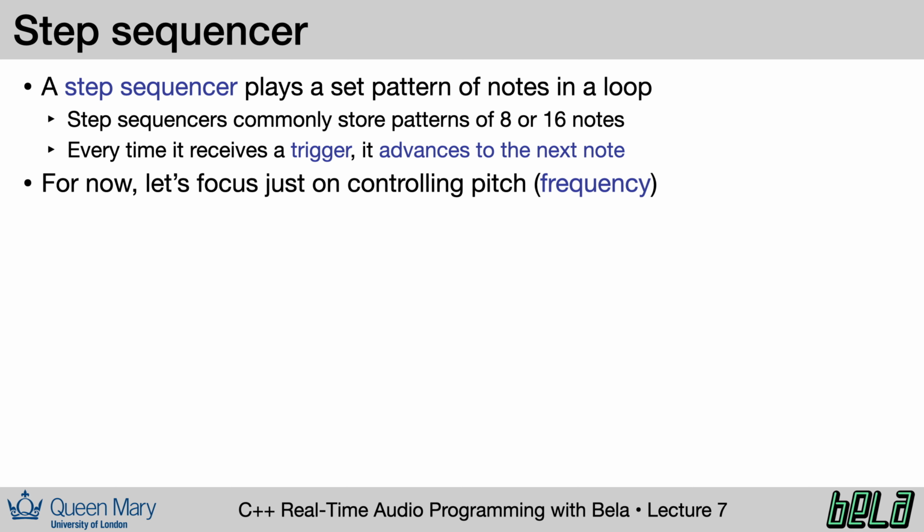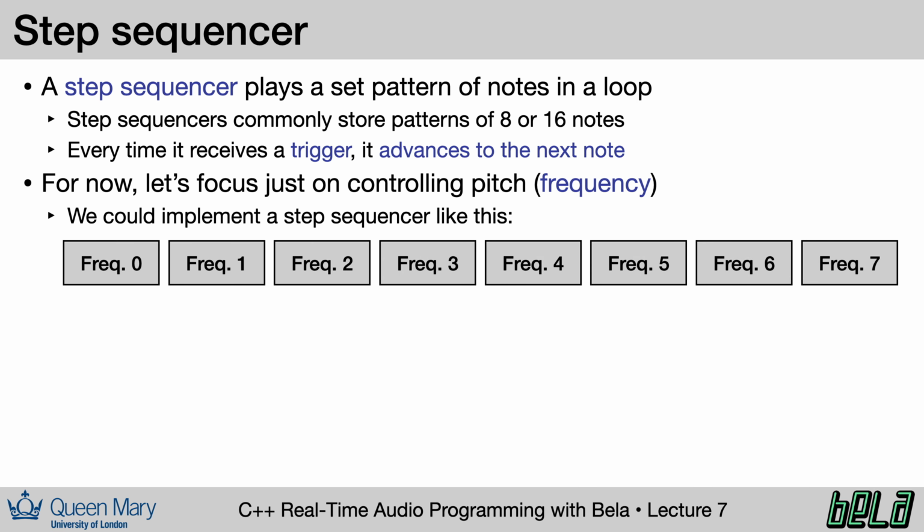What we're going to do in our simple example is have our step sequencer just control the pitch of an oscillator. In practice you might also find it controlling envelopes, playing samples, or controlling other parameters. In this case, we could implement our step sequencer as follows. We have 8 frequencies in order, and a read pointer which tells us which of the 8 frequencies we're playing at any given time. In other words, which step are we on? Every time we receive a trigger, the read pointer will advance from one step to the next. When it gets to the end, it will return back to the beginning, and so play in a loop.